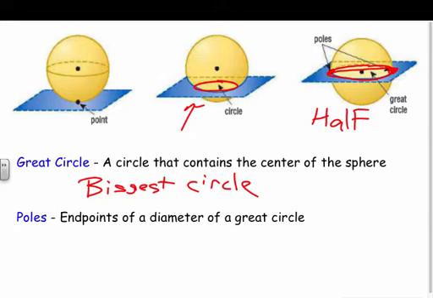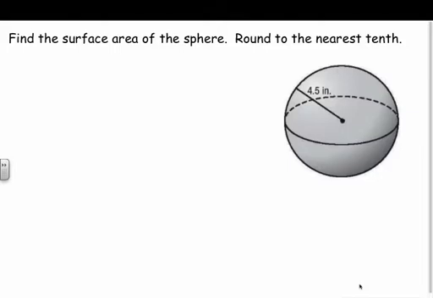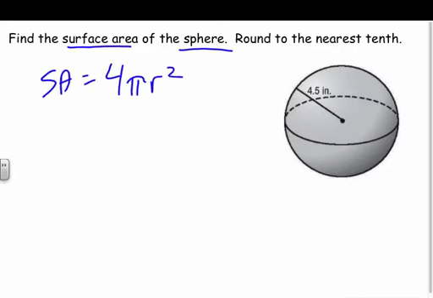Okay, so we'll use the term great circle. We won't use poles a whole lot. So let's go ahead, let's find some surface area here. Let's find the surface area of a sphere. So surface area of a sphere. What's our formula? Well, 4 pi r squared. Round to the nearest tenth.